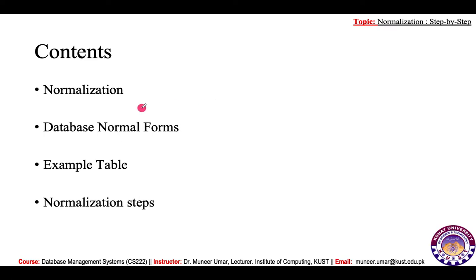These are the contents for today's lecture. First, we will look into normalization. We have already studied normalization, but we will also check one additional thing in it, that is the well-structured relation. After that, the database normal forms. We will redefine these normal forms as we need these definitions for our upcoming example table.